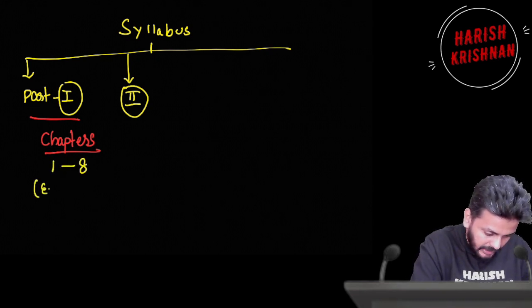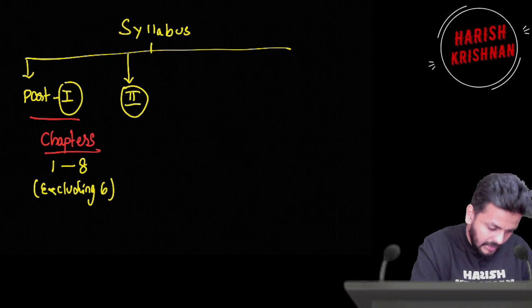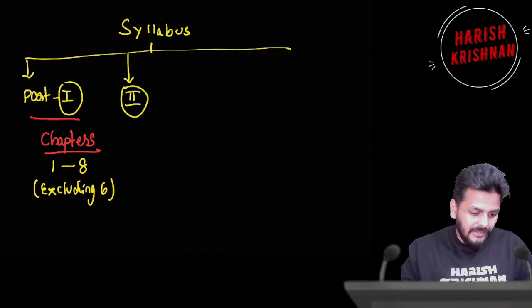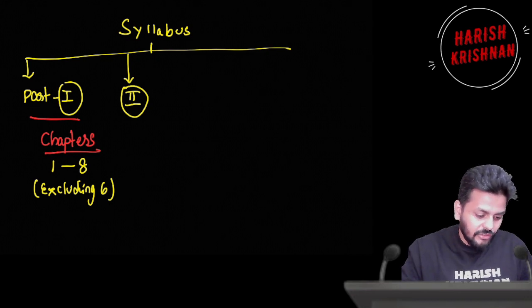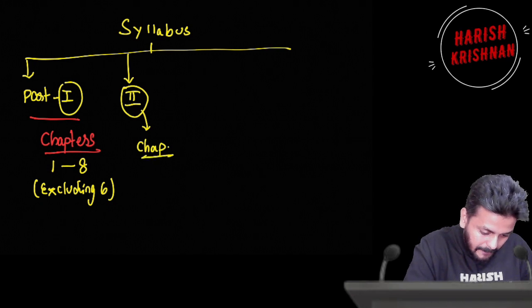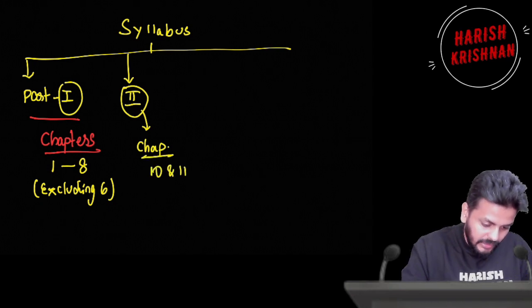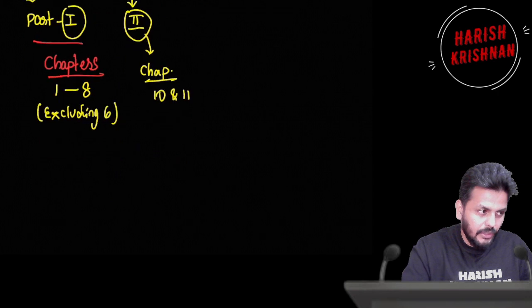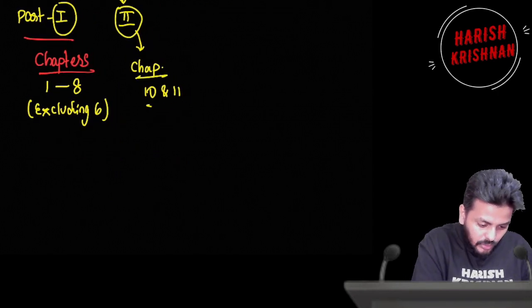Now I'm excluding chapter 6 here, that is audit in computerized environment, because that we will study separately. That sometimes breaks the flow, so we don't want much of that discussion to happen here. That is part 1, chapters 1 to 8 excluding 6. Then part 2 will be chapters 10 and 11, 2 very, very important chapters, that is company audit and audit report.